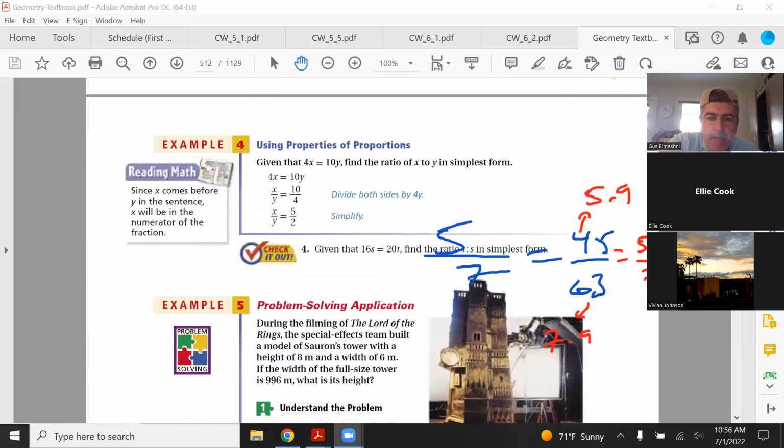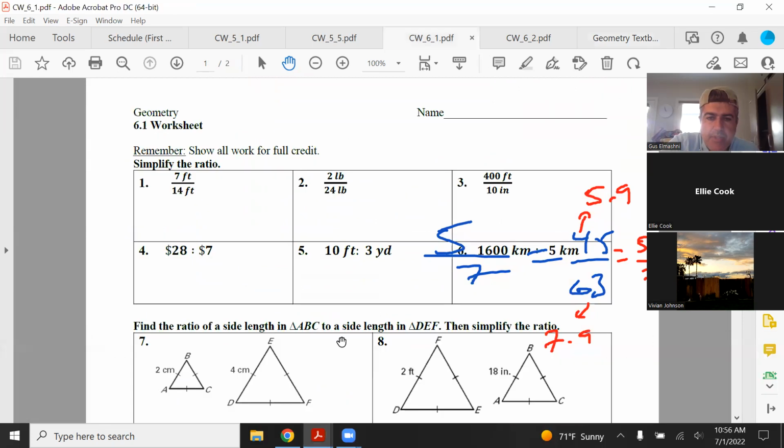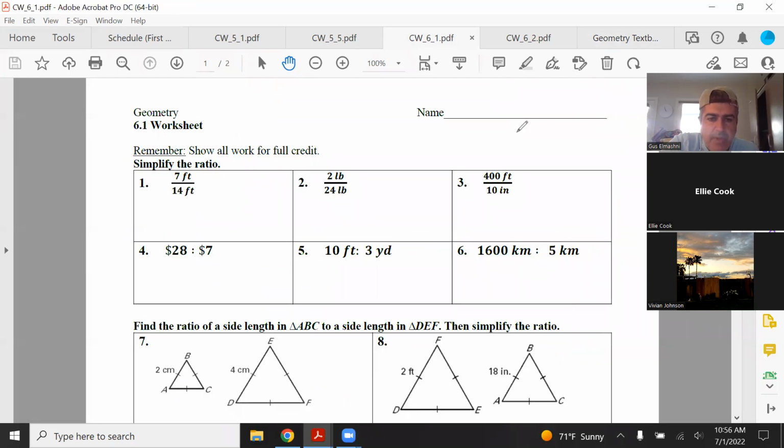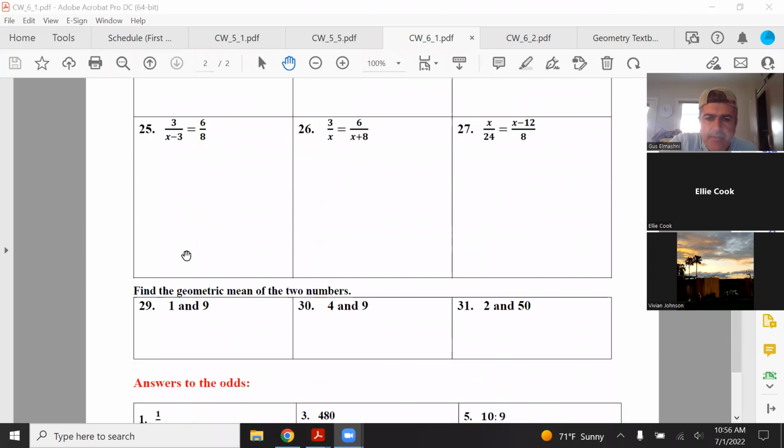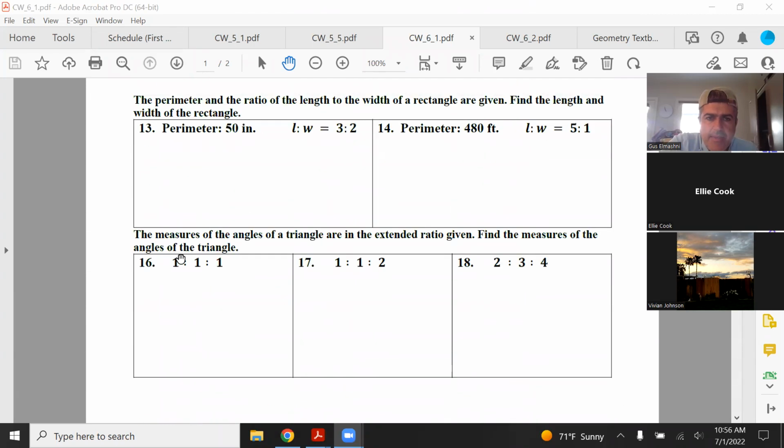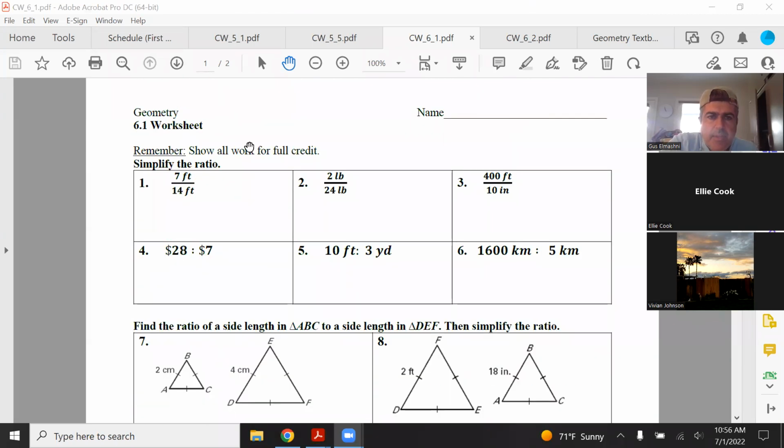So that's what's happening for these problems here in 6-1. First we're asked to simplify the ratio, and then work out some proportions. So again, I'm going to do the odds, and I'll have you guys do the evens. So here you just have to reduce it. That's 1/2. That's going to be 40 to 1. That's going to be 4 to 1.